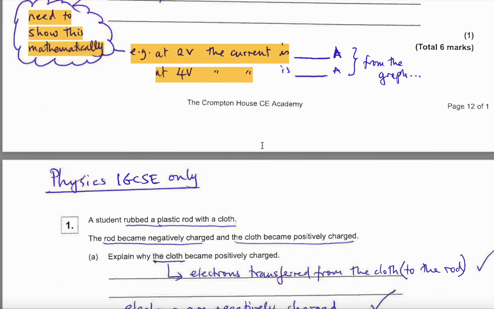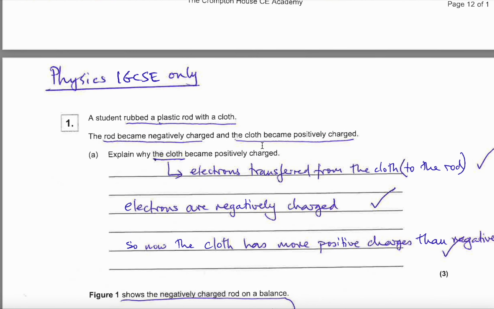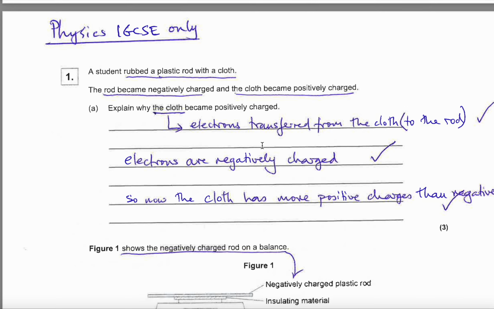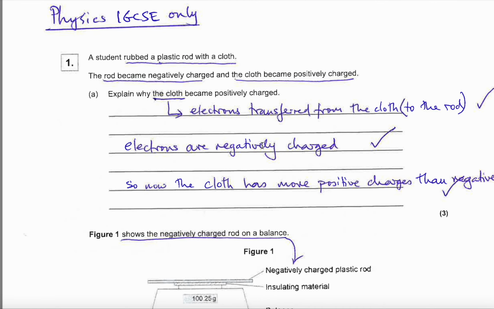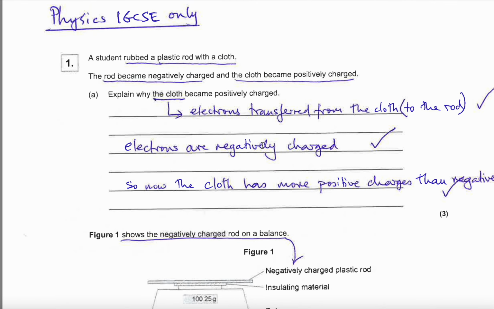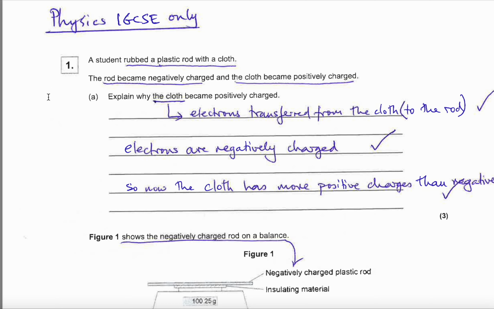Now, the next question is from the static electricity part of the course, which if you're doing an IGCSE syllabus in the international GCSE syllabus, for example, you do not need to do this section. So this is only for people doing the full course in IGCSE. That means not doing double award, they're doing triple award.